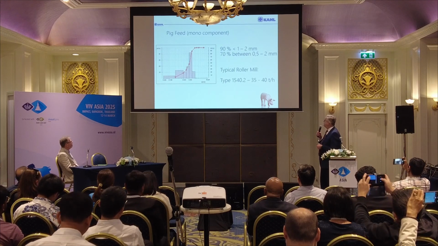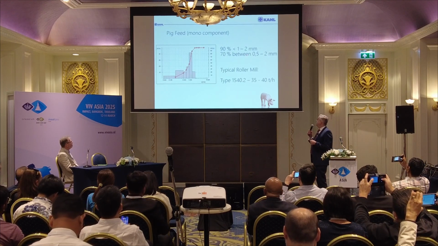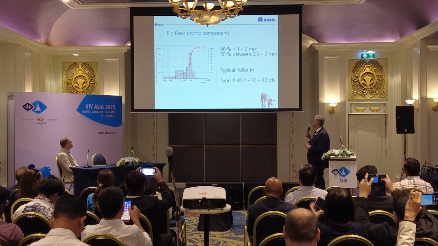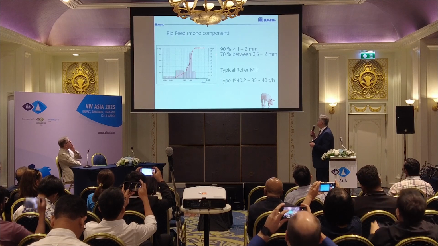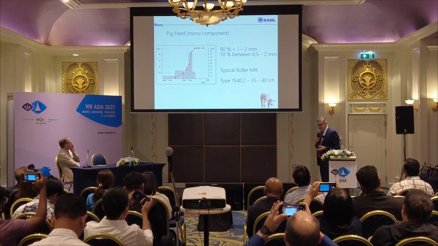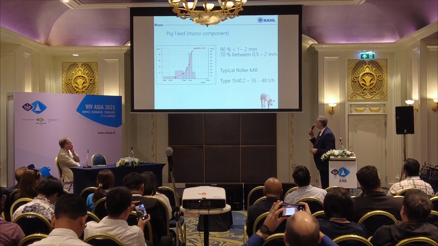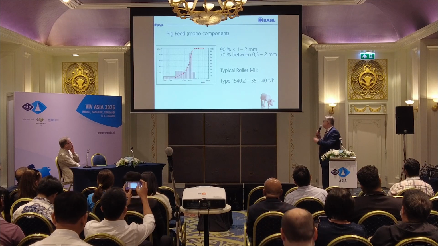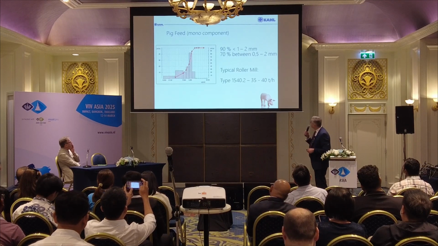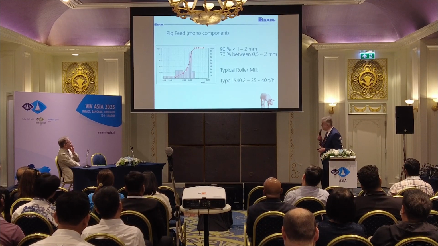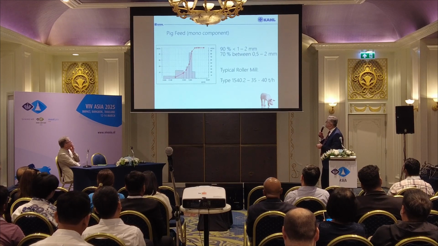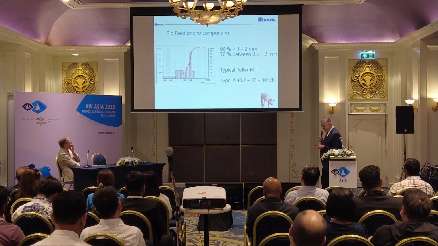Going now into pig feed. For pig feed we like to have a little bit smaller, 90% smaller than 1 to 2 millimeters, and we have here 70% between 0.5 and 2 millimeters. So we have a little bit over 2 millimeters and a little bit less than 0.5 millimeters. Here the typical capacity is 35 to 40 tons.